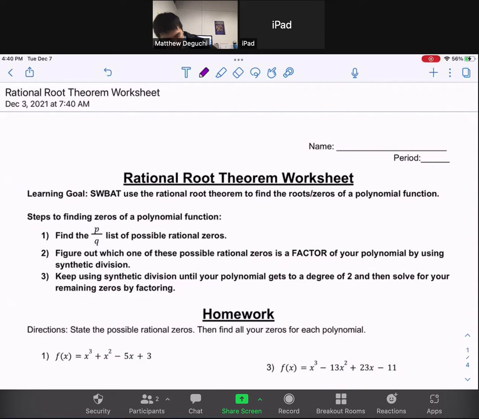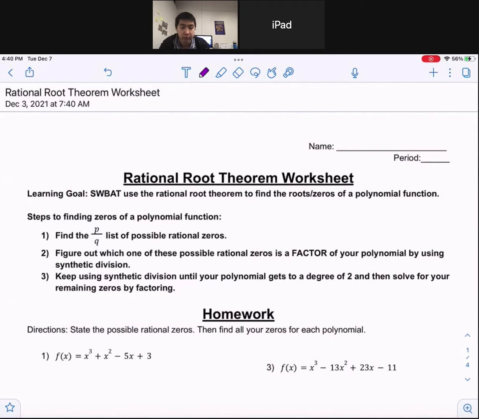Hey guys, here's your homework on the rational root theorem worksheet.